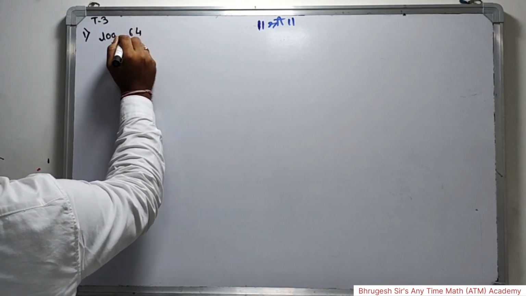0.1 is equals to x raised to -1. 1/10 is equals to 1/x. Therefore x is 10.